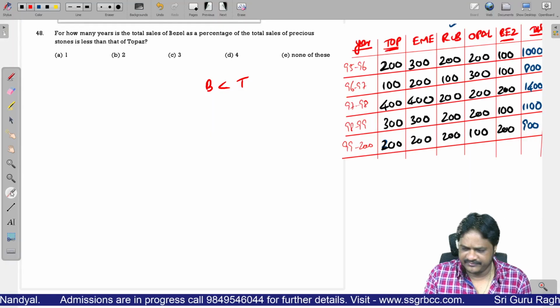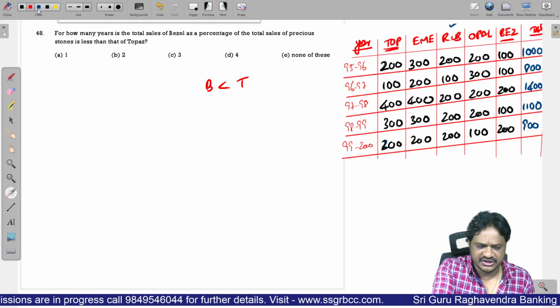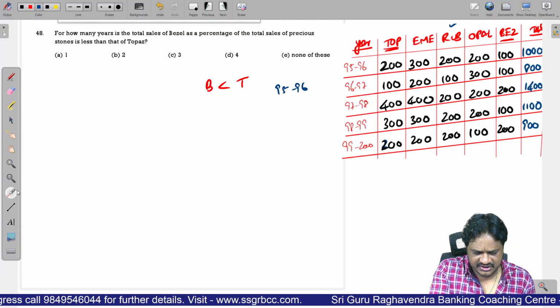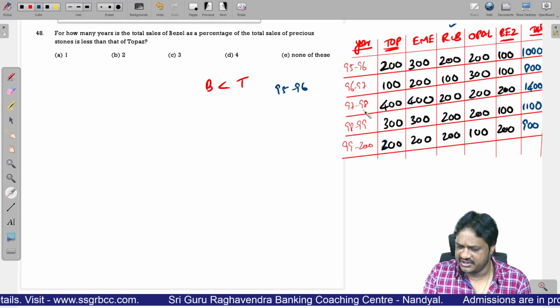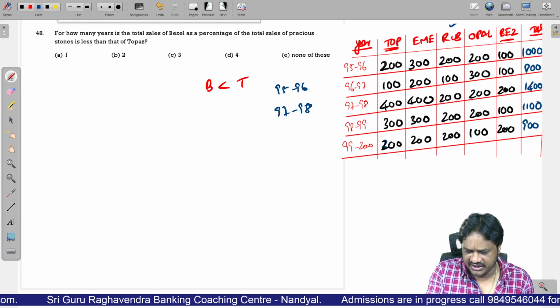First you take 95, 96. Basil is 100, topaz 200. So you can take 95, 96. Now 96, 97: topaz 100, basil 100, equal. But basil should be less, so you can't take 96, 97. 97, 98: 200, 400. So we can take 97, 98.